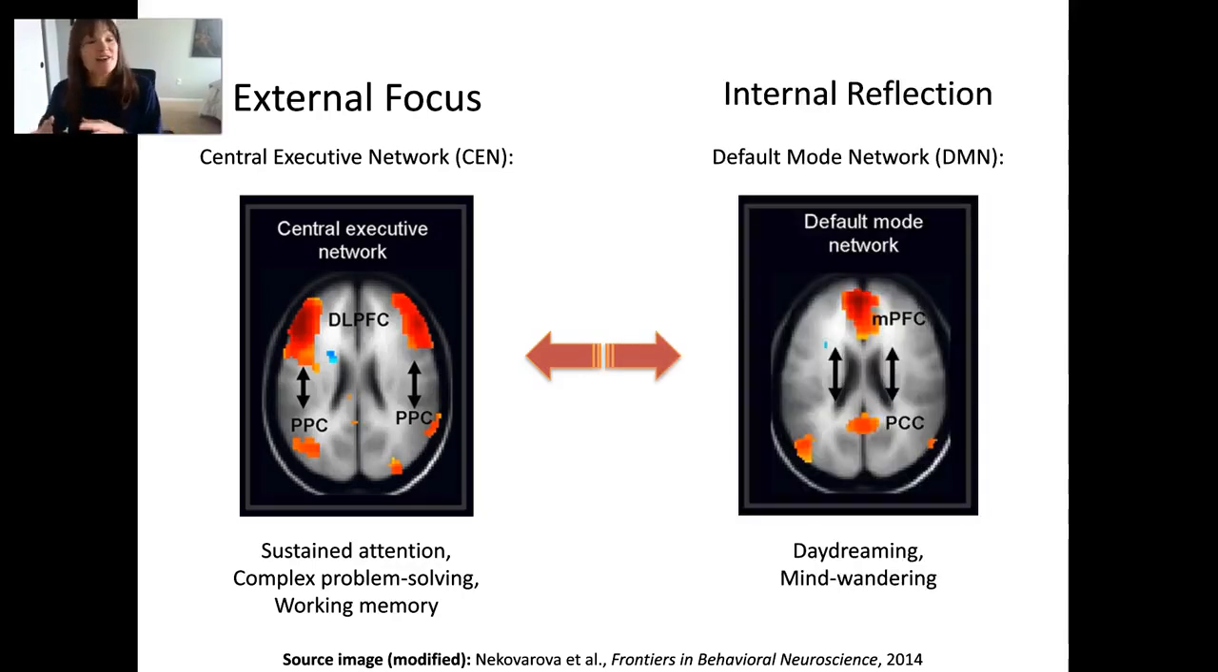In contrast, we have another network that's really internal reflection. This is your internal dialogue, and it's called the default mode network. Daydreaming and mind wandering are often things that people use to describe when their default mode network kicks into gear. And you can see that very different parts of our brain are lit up during the default mode network compared to the central executive network.